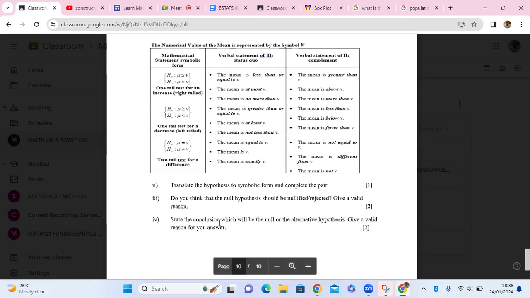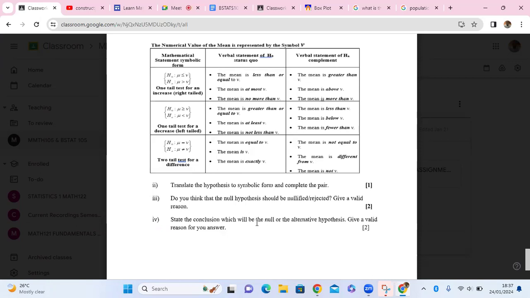And part 4 is to state the conclusion. Which will it be, the null or the alternative? Then give a valid reason. So if the null was rejected, if you have gotten a value very different from 200, you will have rejected the null because the null is saying that the mean is equal to 200. If you reject the null, then you are left with the alternative. The alternative will be the conclusion that the mean is not equal to 200. But if you get a value very close to 200, then you will not nullify the null, you will keep it, and you will conclude with it.